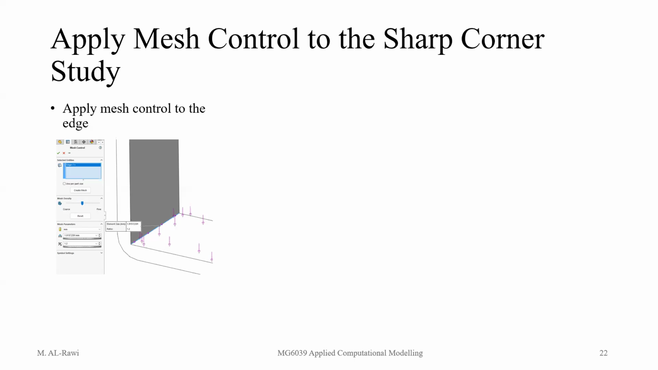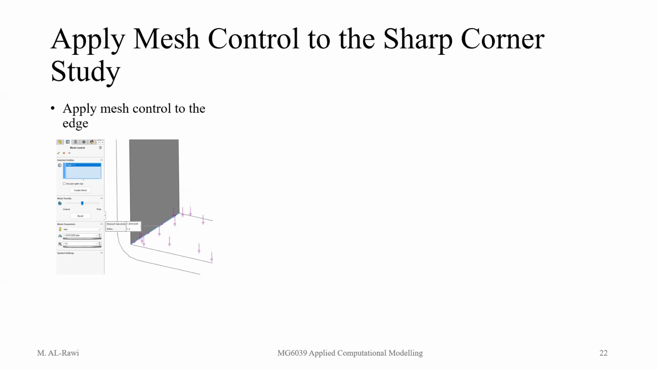You need first to close, right? Click on mesh, apply mesh control. And then, yeah, the edge is already selected. No, that one, make it 1.4. Okay, 1.2, sorry, 1.2. And now you apply, run the results.